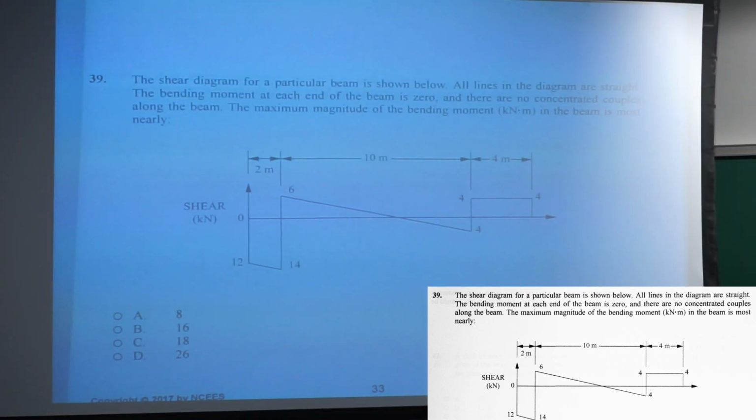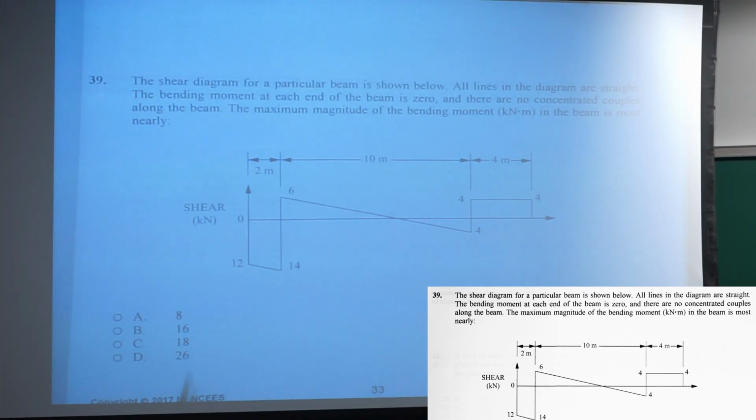If you're looking for the maximum magnitude of the bending moment, this is going to go down, and it's going to get down the area of this. It's a trapezoid, but really the average here is 13, so the height is 13 divided by 2, so that's going to go to a moment of 26. So that's the biggest moment here. Quickly you should be able to see that D is the answer to that.